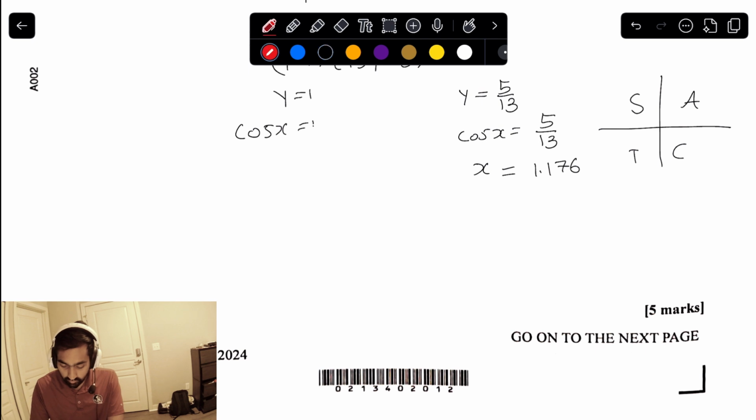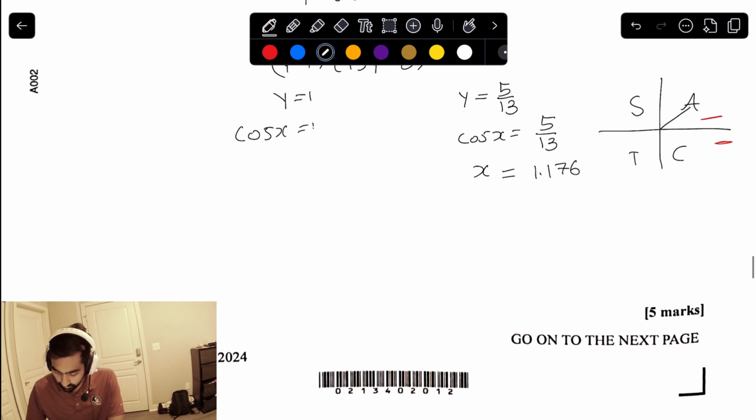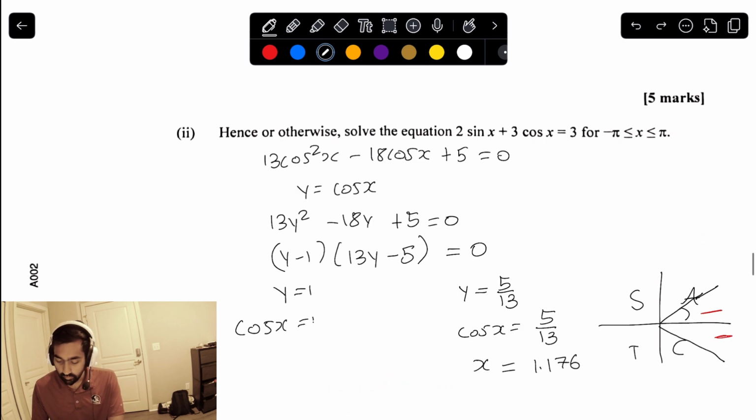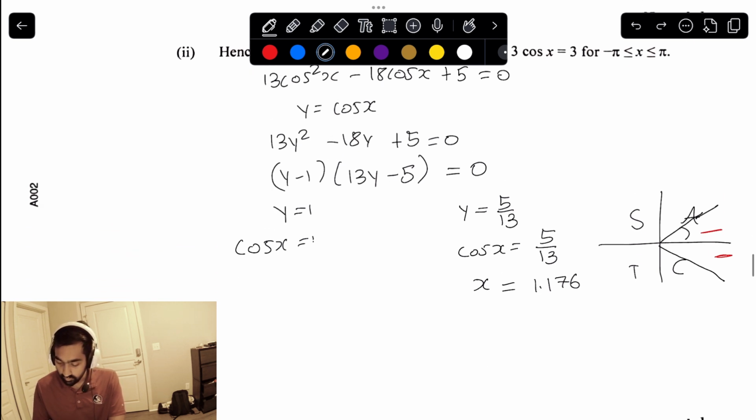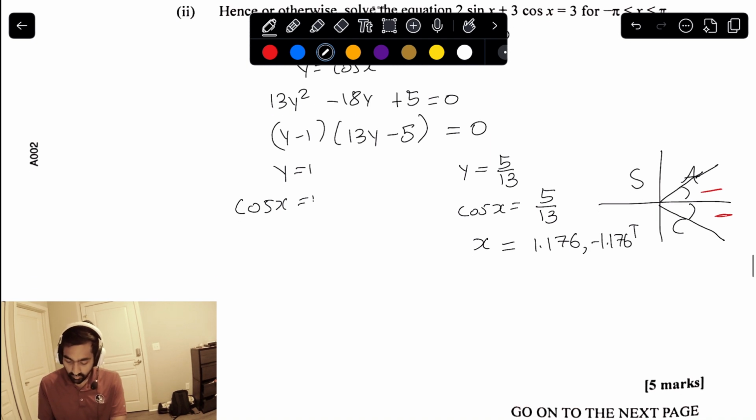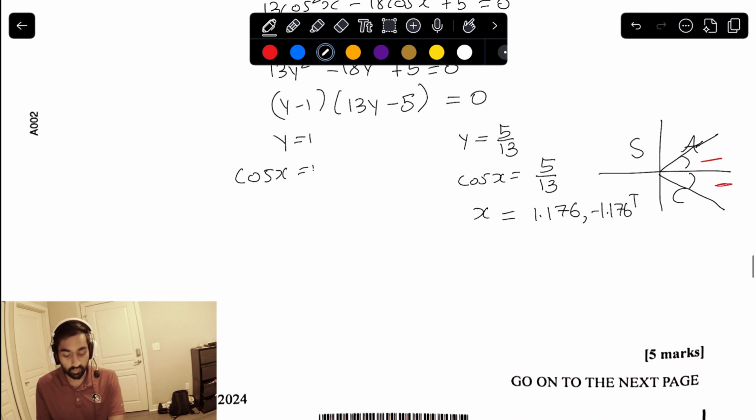And cosine is positive, so the two quadrants that we care about are this one and this one. So we have to figure out what angle. The first thing is we just showed that this would be 1.176. And then the next one, we have to figure out, well, what angle is that? If you look at the range though, they said that the angle is allowed to be negative. So actually our angle will just be the negative of this, minus 1.176. So those are two solutions corresponding to that value of cosine x.